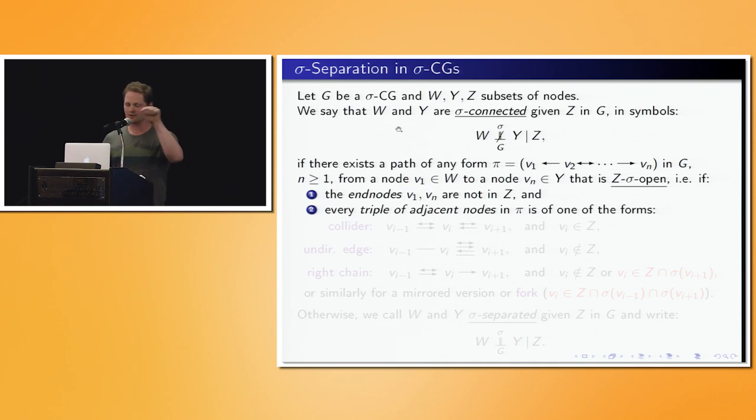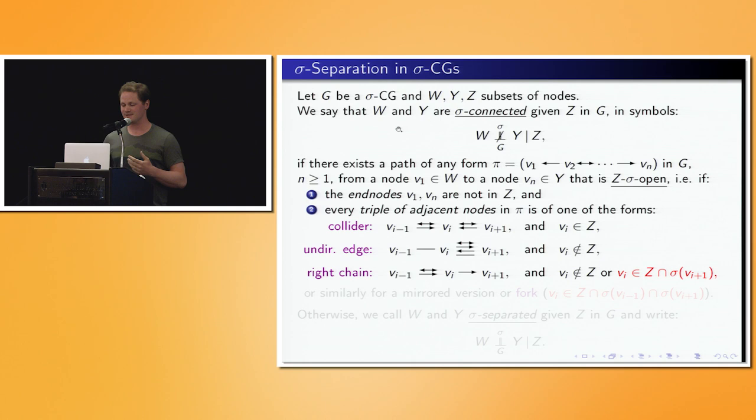And for every triple on this path, we check if it's a collider and the middle node is in Z, or it's an undirected edge and the middle node is in Z, or it's a chain and the middle node is not in Z, or, and this is the new thing which makes it different from d-separation, that it lies in Z and also in the same segment as the adjacent node which it's pointing to. Just by this little adjustment, we can now do something with nonlinearities. Without this adjustment, it only works for linear models. So we can now do this for nonlinear structural causal models.